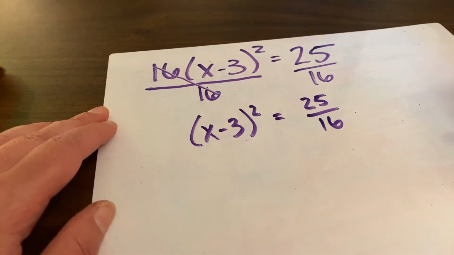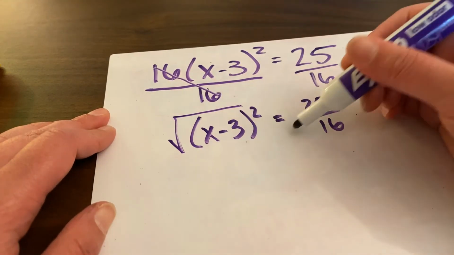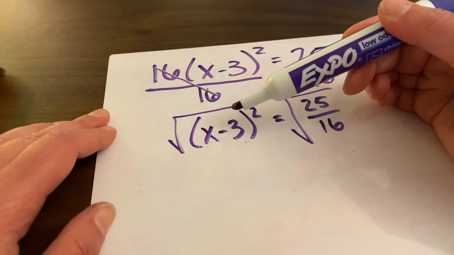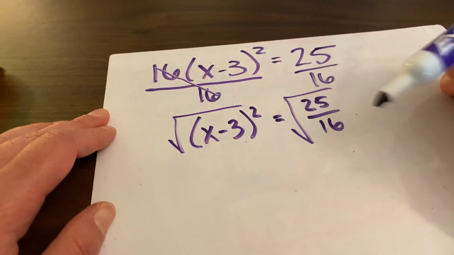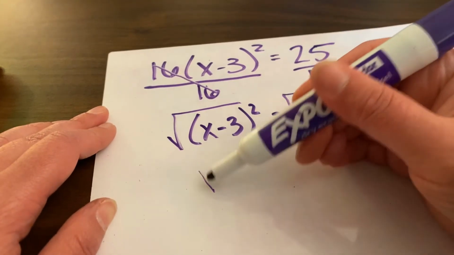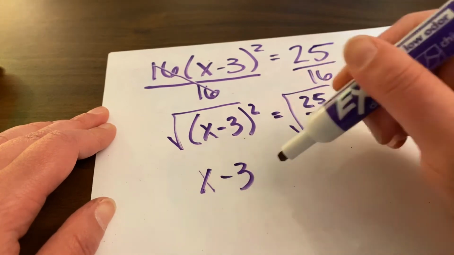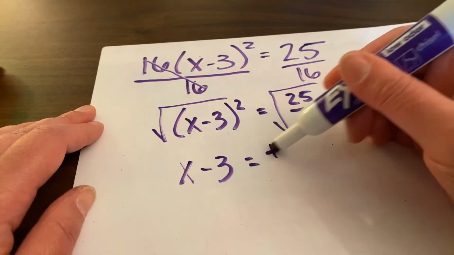Okay, now I want to get rid of the squaring. So I'm going to square root both sides, because whatever I do to one side of the equation, I must do to the other side of the equal sign. Okay, so the square root undoes the square. We have x minus 3 equals, well, it'll be plus or minus.